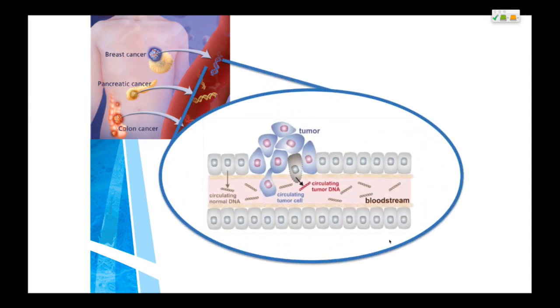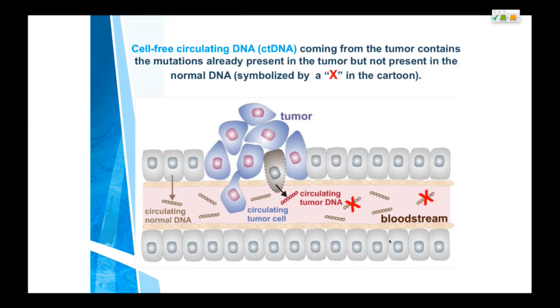Then if we zoom in, as you can see, we have circulating tumor cell, circulating normal DNA, and circulating tumor DNA. And what we are interested in is only the circulating free DNA coming from the tumor, which is symbolized by a X into the cartoon.